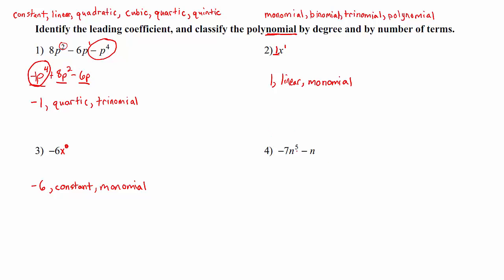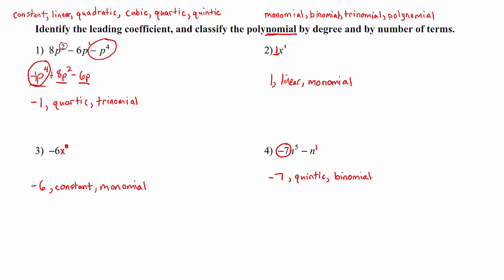And this last one is in standard form because we've got the 5 first and then a 1. It's by exponent, not by the number in front of your variable, that we put it in standard form. So this first number is our leading coefficient. The 5 tells us that this is quintic for our degree, and there are 2 terms here, so this is a binomial. So that is how we identify the leading coefficient, and classify the polynomial by degree and by number of terms.